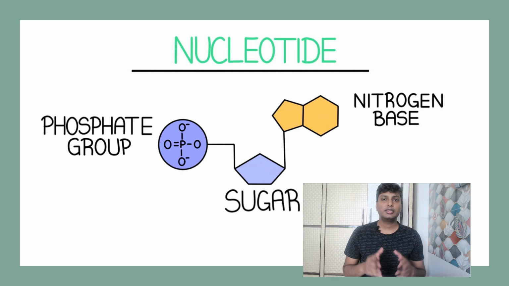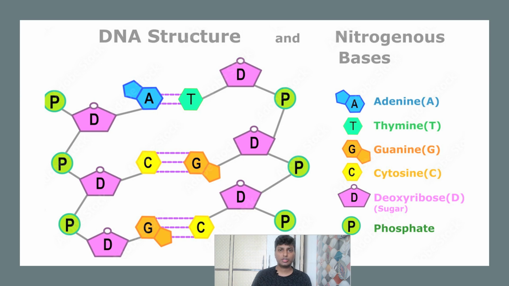Now dear students, this sugar is primarily of two types, one is ribose sugar, the other is deoxyribose sugar. So what is the difference between ribose sugar and deoxyribose sugar? The difference is basically that the deoxyribose sugar does not contain an oxygen atom at the second carbon, whereas the ribose contains an extra oxygen which is present at the second carbon. Now dear students, we should know that the nitrogen base which is connected to the sugar of a nucleotide is basically attached by a bond which is called a glycosidic bond.